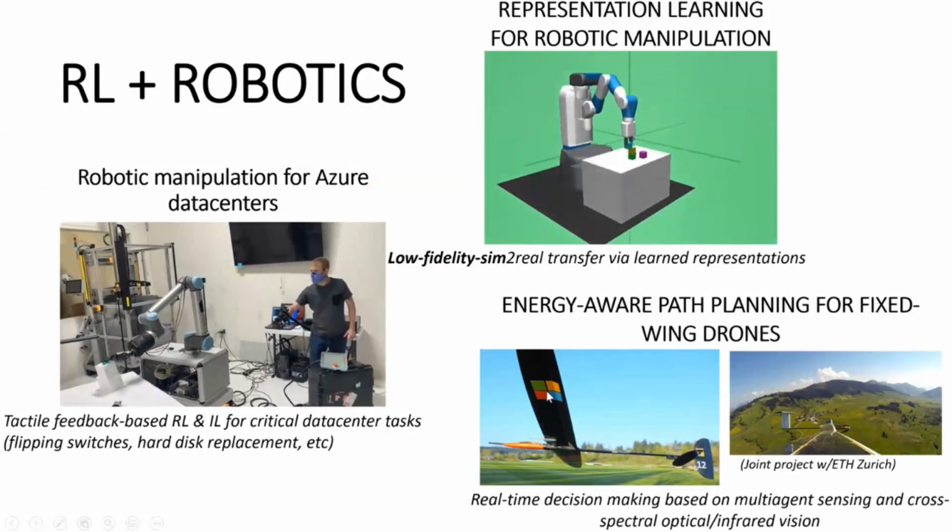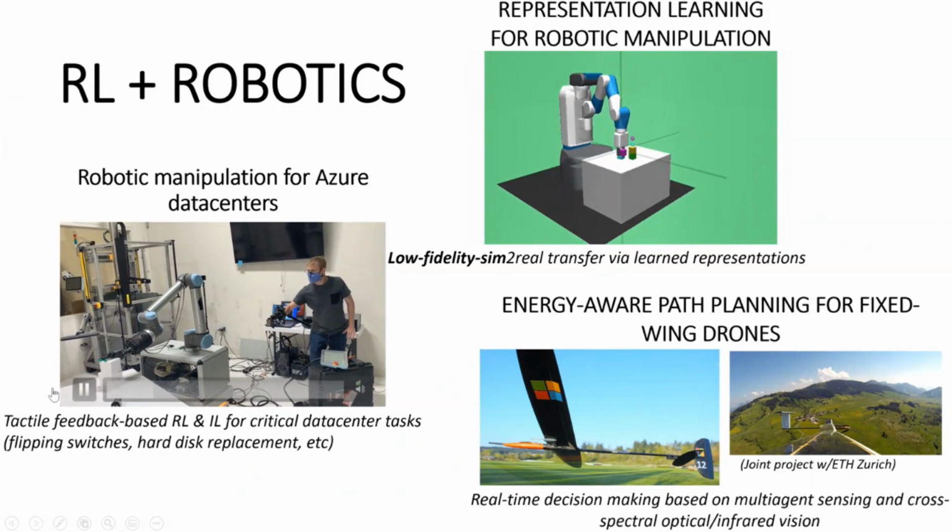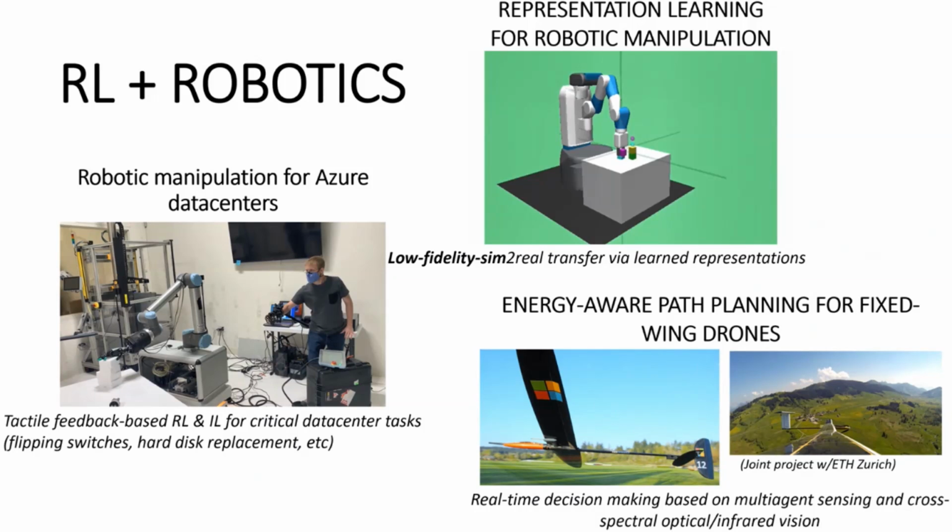Since I mentioned robotics there, we do have a bunch of interesting ongoing domains where we are trying to apply some of the reinforcement learning ideas to physical systems. This is a pretty fun application: Azure data centers would love to automate a bunch of tasks related to maintenance, whether it's about flipping circuit breakers, replacing faulty hard drives, faulty cables, things like that. And can we automate some of these using reinforcement learning?